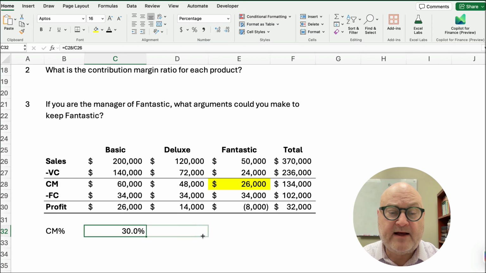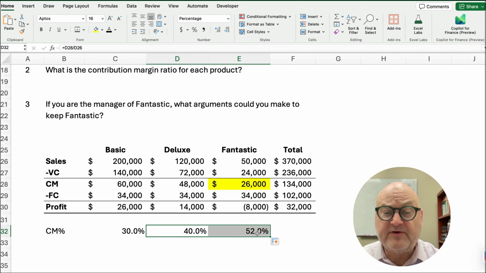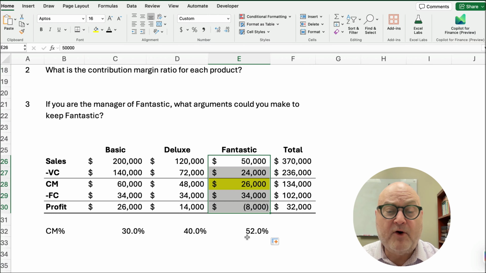Well, what about deluxe? Deluxe is even better. It's 48 divided by the 120, and it's going to be 40%. But what about fantastic? Fantastic is 52%. So 26 divided by 50 is 52%. So we would not want to close down our most profitable division, right?